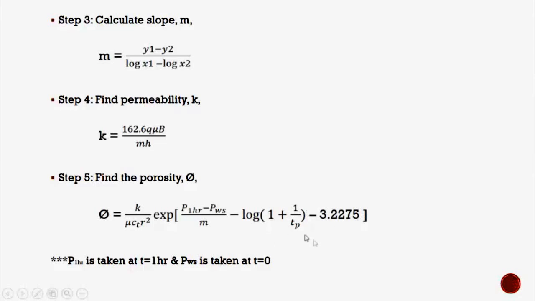That's all. Next, my friend Fadzli will elaborate and explain more on the application of interference well testing analysis using the log-log type curve. Thank you.